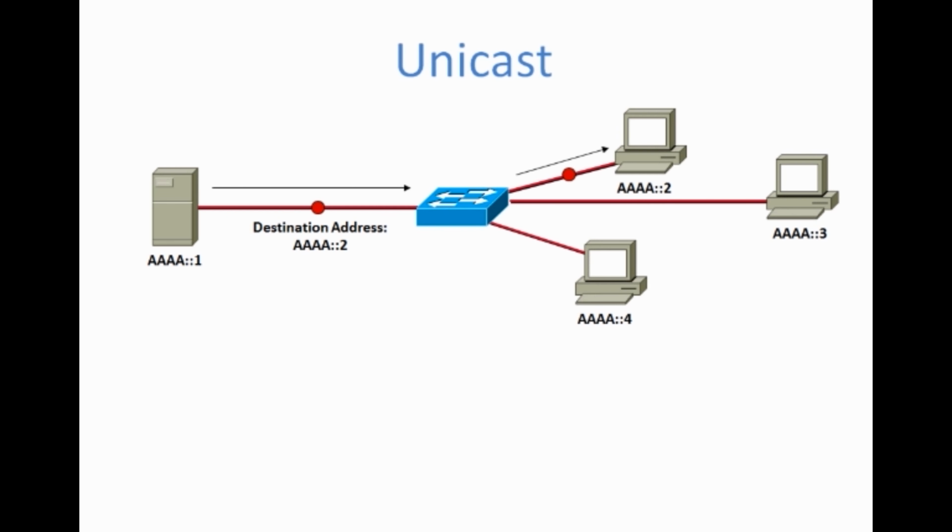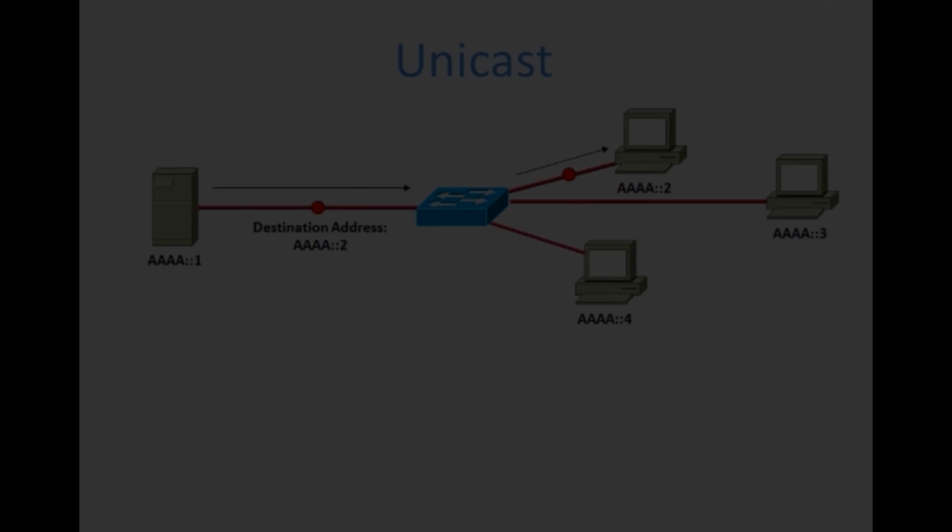Here's a topology for Unicast. We're sending from an address of AAAA:1. Notice how I used the abbreviation rules there. We're saying that the first field is AAAA, the last field is 0001, everything in between, all zeros. I'm sending to a destination address of AAAA:2. That's Unicast, from one IP address to another IP address. This is called one-to-one communication.